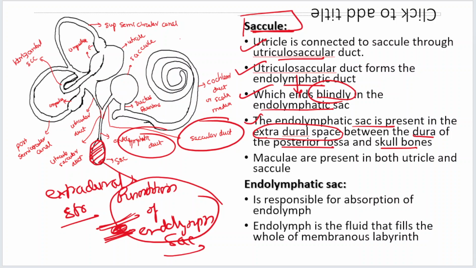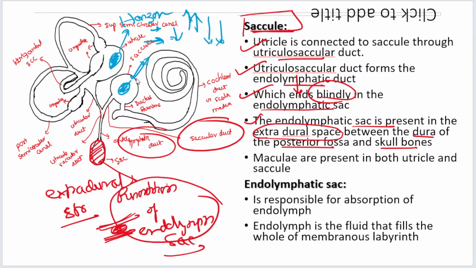So here also we have this macula. In the saccule also we have the macula. In the utricle also we have the macula. Utricle and saccule are responsible for linear movements. So utricle is sensing the horizontal and saccule is sensing the vertical. Either you are going against gravity or towards gravity, that's what the macula present in the saccule senses.